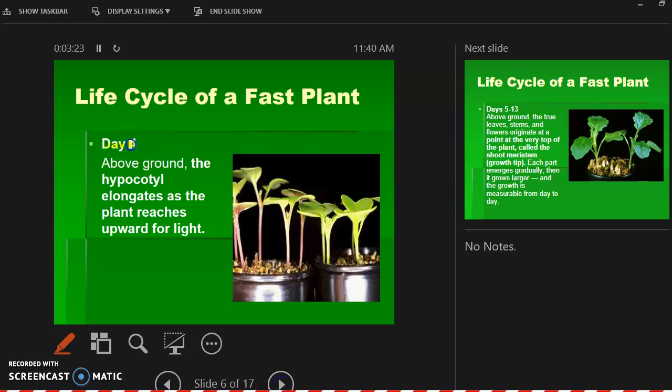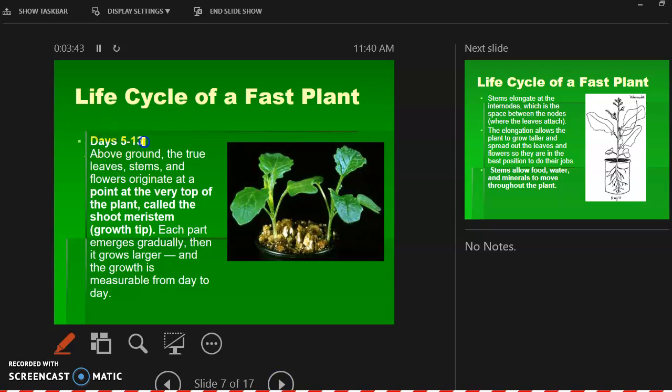Day 4. So day 4, above ground, the plant reaches upward for light. The plant is going to now stand up and reach for the light, so that way photosynthesis can start occurring.